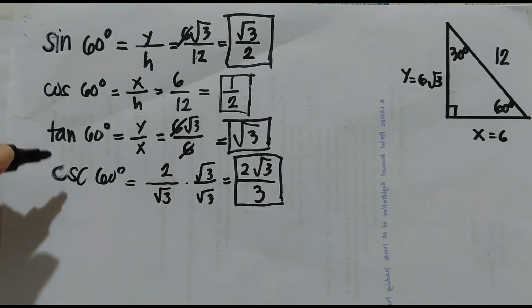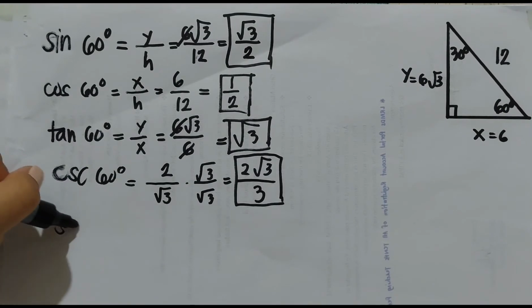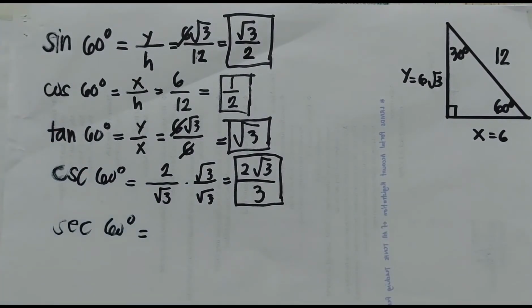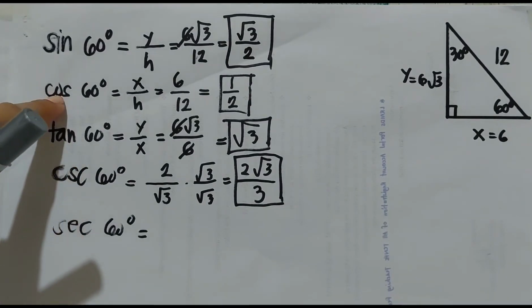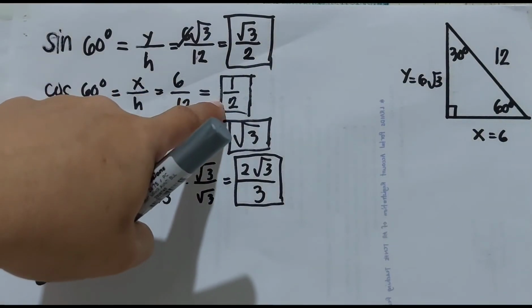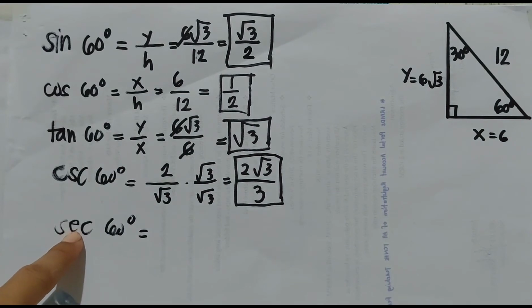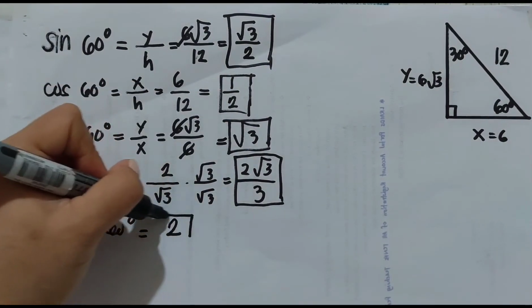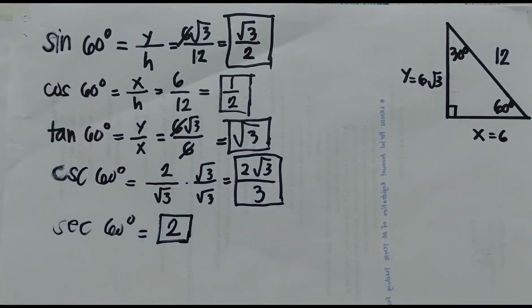Next, let's have secant. Secant 60 degrees. Okay. If our cosine 60 degrees is 1/2, and this is the reciprocal, what is the reciprocal of 1/2? Okay, so 2. It is direct.